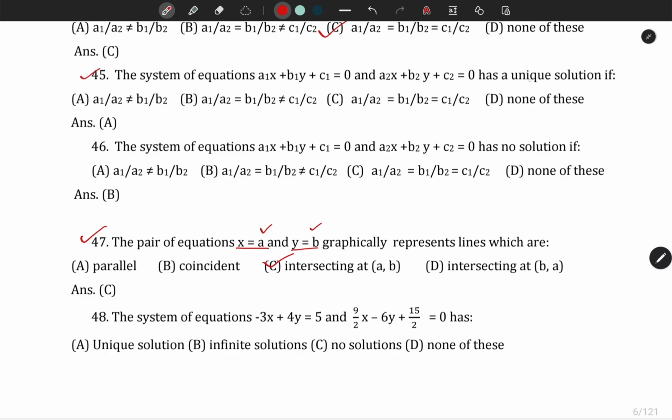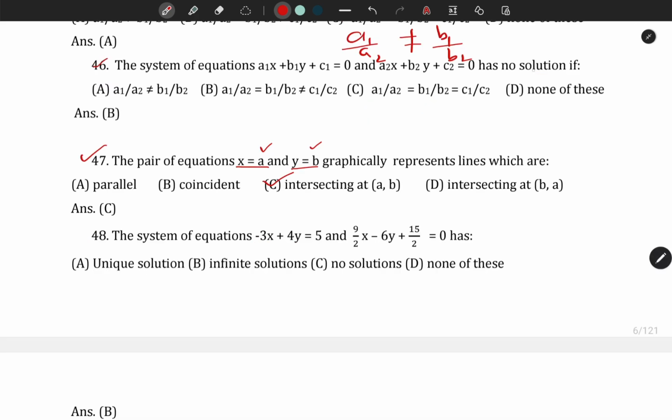Next, same type of questions, but for unique solution, we know for unique solution a1 by a2 should not be equal to b1 by b2. So the correct option is A. Next question, for no solution, the system of equations will have no solution when a1 by a2 is equal to b1 by b2 but not equal to c1 by c2. So the correct option here is B.